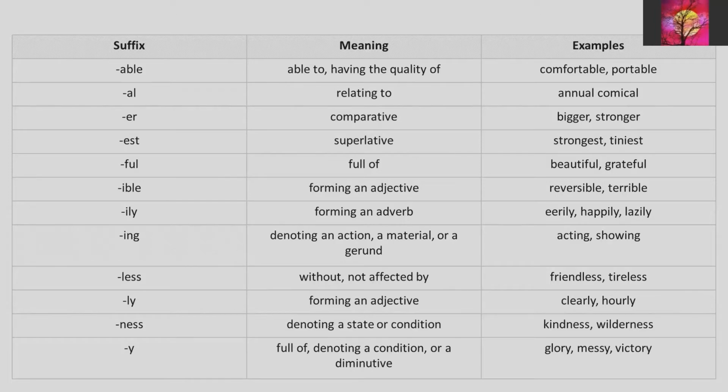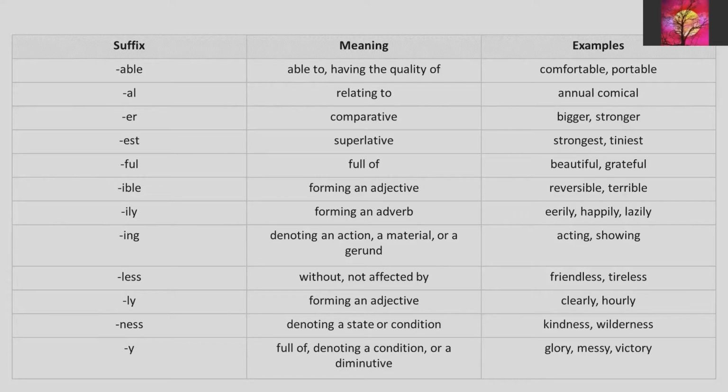Er is a suffix which is usually used to compare. It is comparative in nature. For example, bigger, stronger. Est is a suffix which is used when we have to show the superlative degree. Examples: strongest, tiniest, largest. Ful is a suffix which means full of. Beautiful, which means full of beauty. Grateful, which means full of gratefulness.